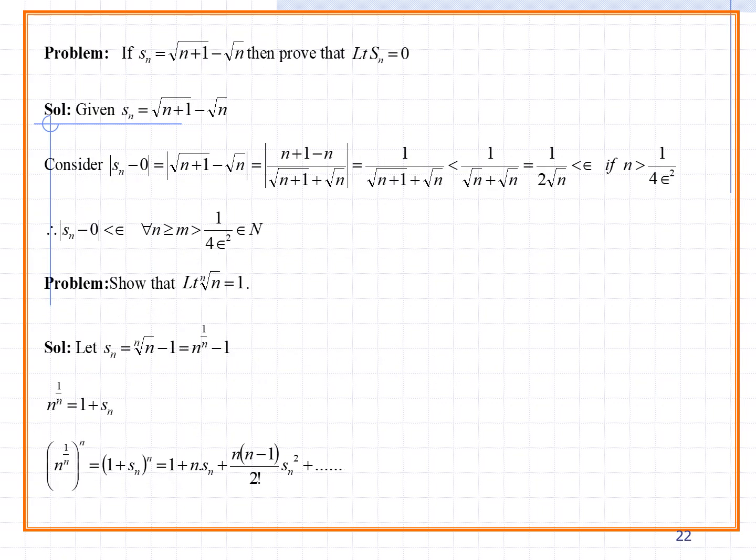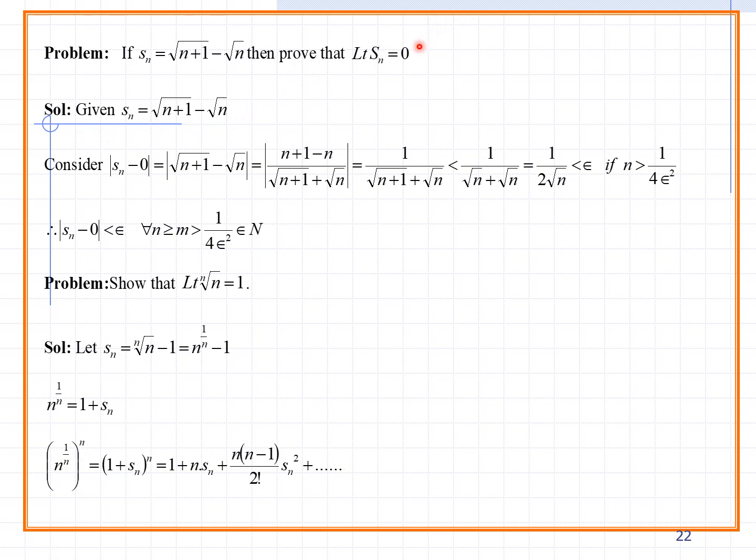Let us see one more problem on sequences. If Sn equals root of n plus 1 minus root n, then prove that limit Sn equals 0. So the Sn sequence is root of n plus 1 minus root n. Once you take the limit as n tends to infinity, you get 0. 0 means it is a null sequence. How can we say that? Let us observe this. The sequence is Sn equal to root of n plus 1 minus root n.